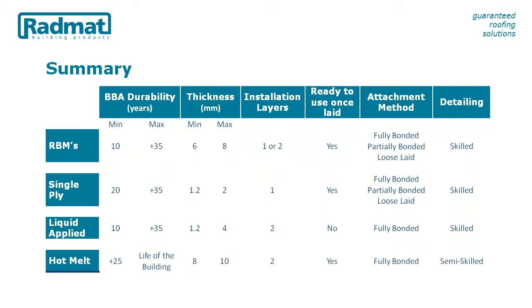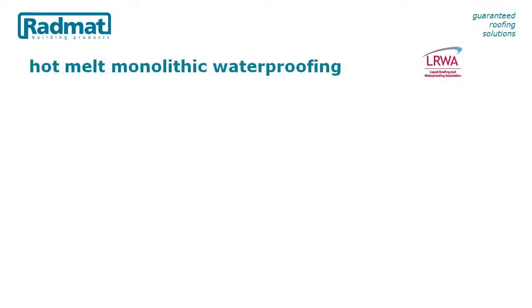These features and benefits show why hot melt monolithic waterproofing is typically the specifier's preferred choice. From here on, the presentation will focus on hot melt monolithic waterproofing for these reasons. Hot melt monolithic membranes are supplied in blocks of typically 16 kilograms in weight. These blocks are melted in an agitating air-jacketed melter, which come in different types and sizes.